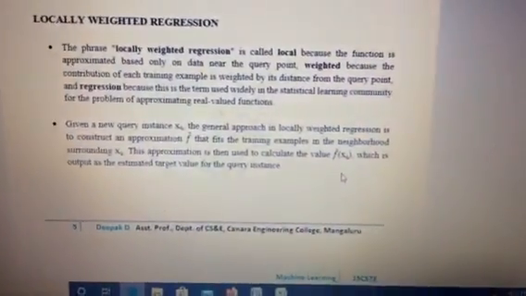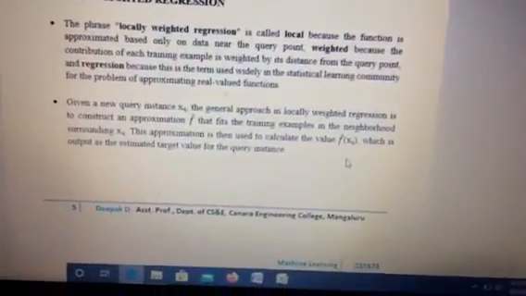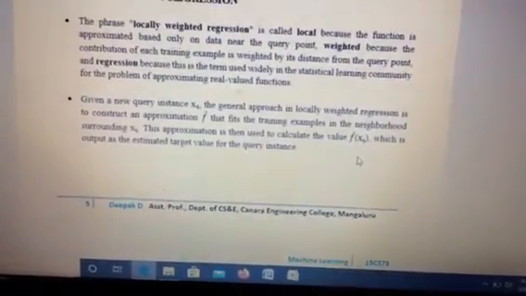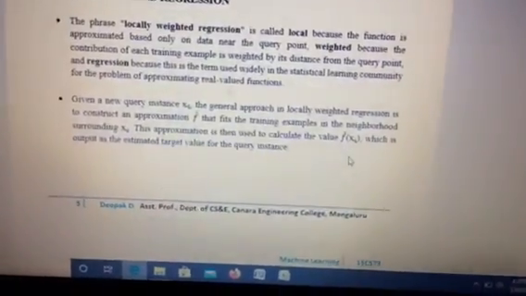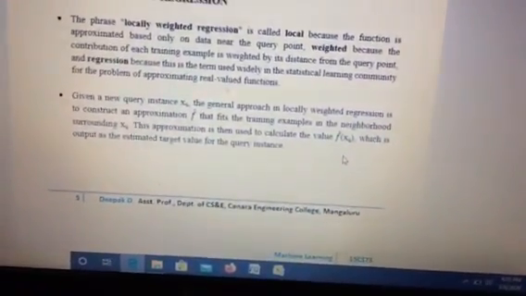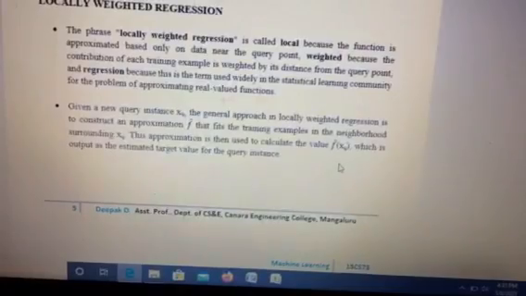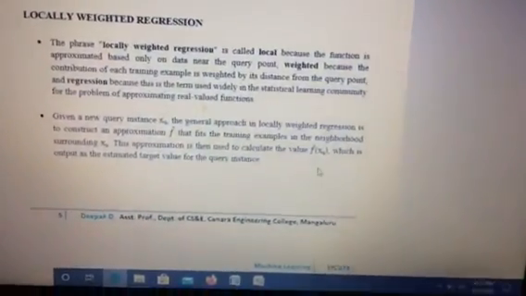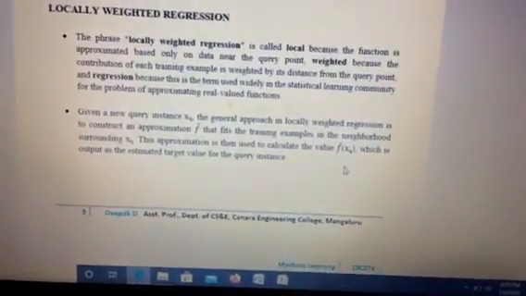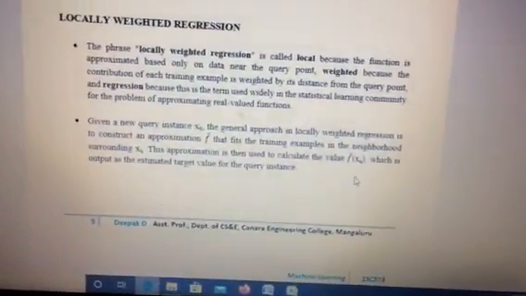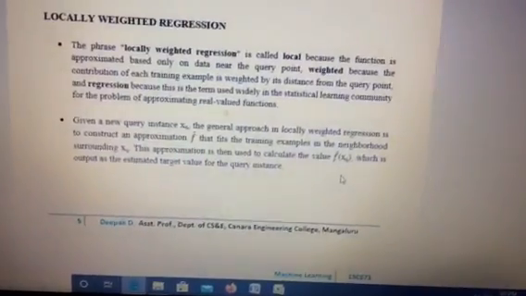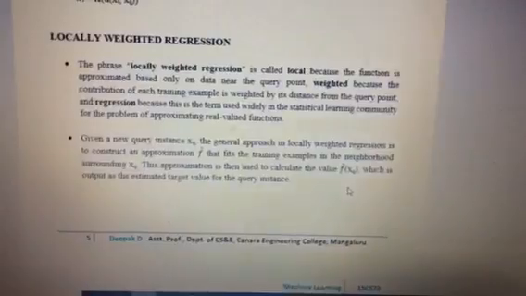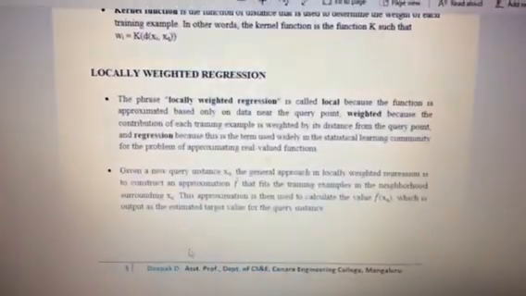So here we say that locally weighted regression is called local because it is going to consider the nearby data points near to the query point. It is called weighted because we are assigning weights to each of the data points by considering the distance from the query point. It is called regression because here we are approximating a real valued target function.